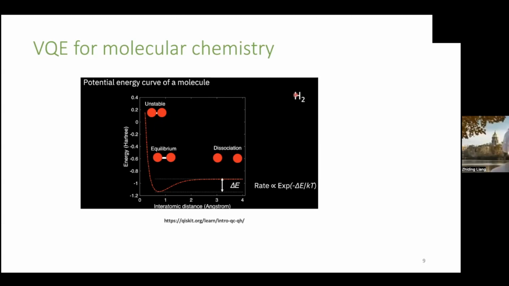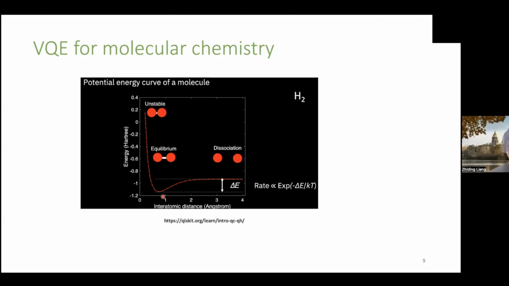So for example, for hydrogen, you see this graph over here. What this is showing is that at very low atomic distances, which is shown on the x-axis, the molecule is fundamentally unstable, and therefore you don't need to input energy to break this molecule. It will break automatically. That's why you see the energy numbers to be positive.